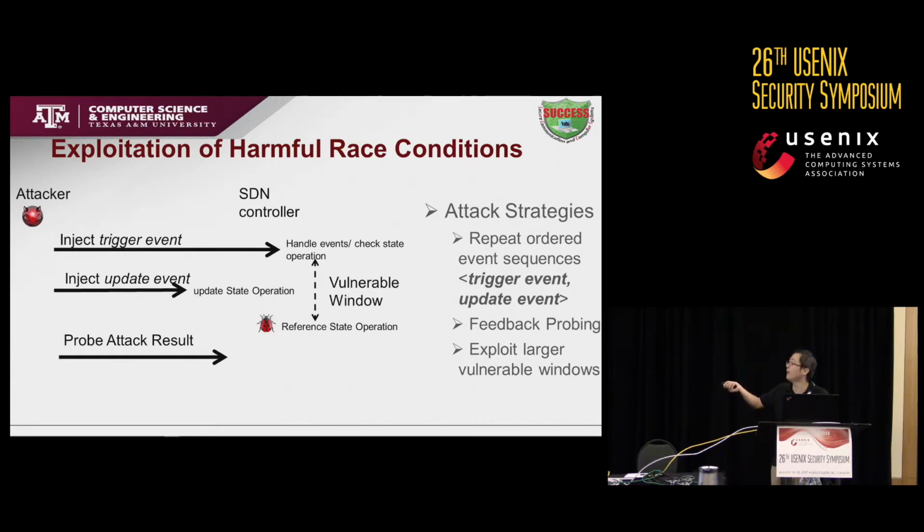Later, when the SDN controller tries to reference that, it will find a problem or error. The attacker also probes the attack result to see whether it is successful or not. The attacker can keep trying until it finds it is successful. And to increase the probability of success, the attacker tries to leverage a large vulnerable window, which increases the probability of attack success.